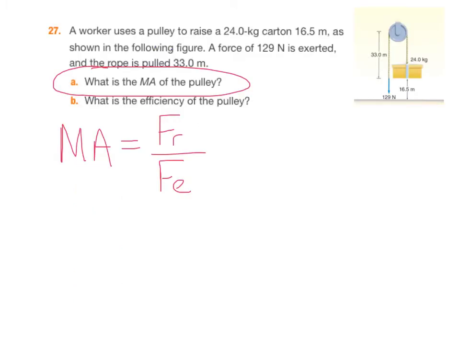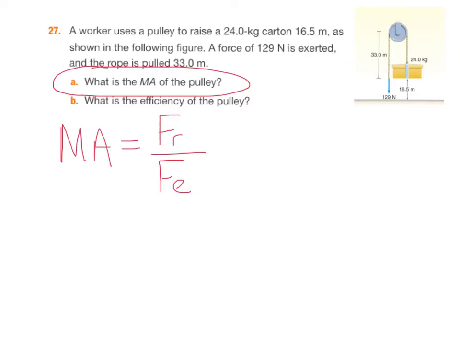Now the problem that we're going to solve today is number 27. It's in your book. The iBook, it's on page 669. It's in chapter 10.2 in the actual physical book. The diagram is here in the corner. And the first part we're going to solve is what the mechanical advantage of the pulley is. So the first two things that we need are the resistive force and the effort force.